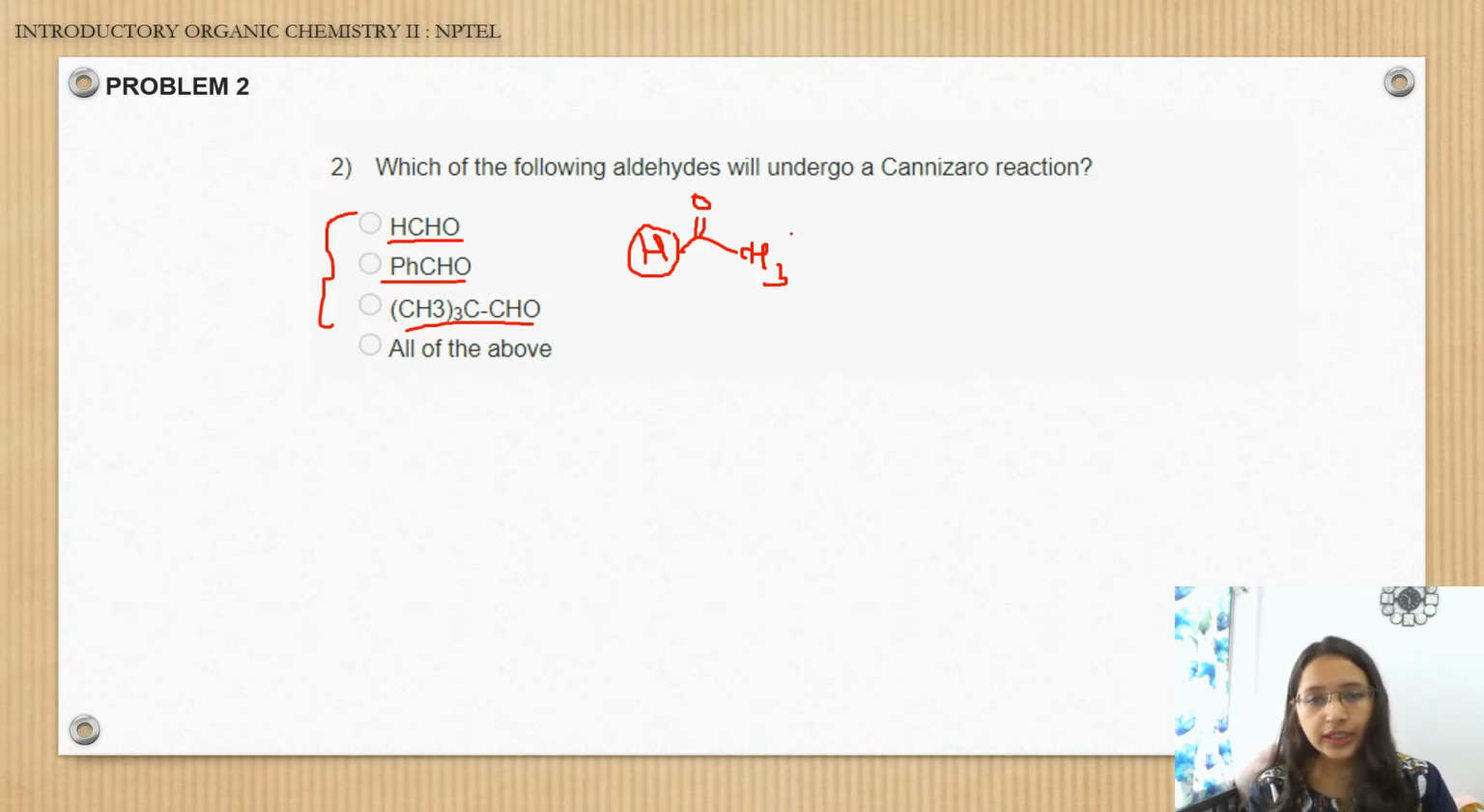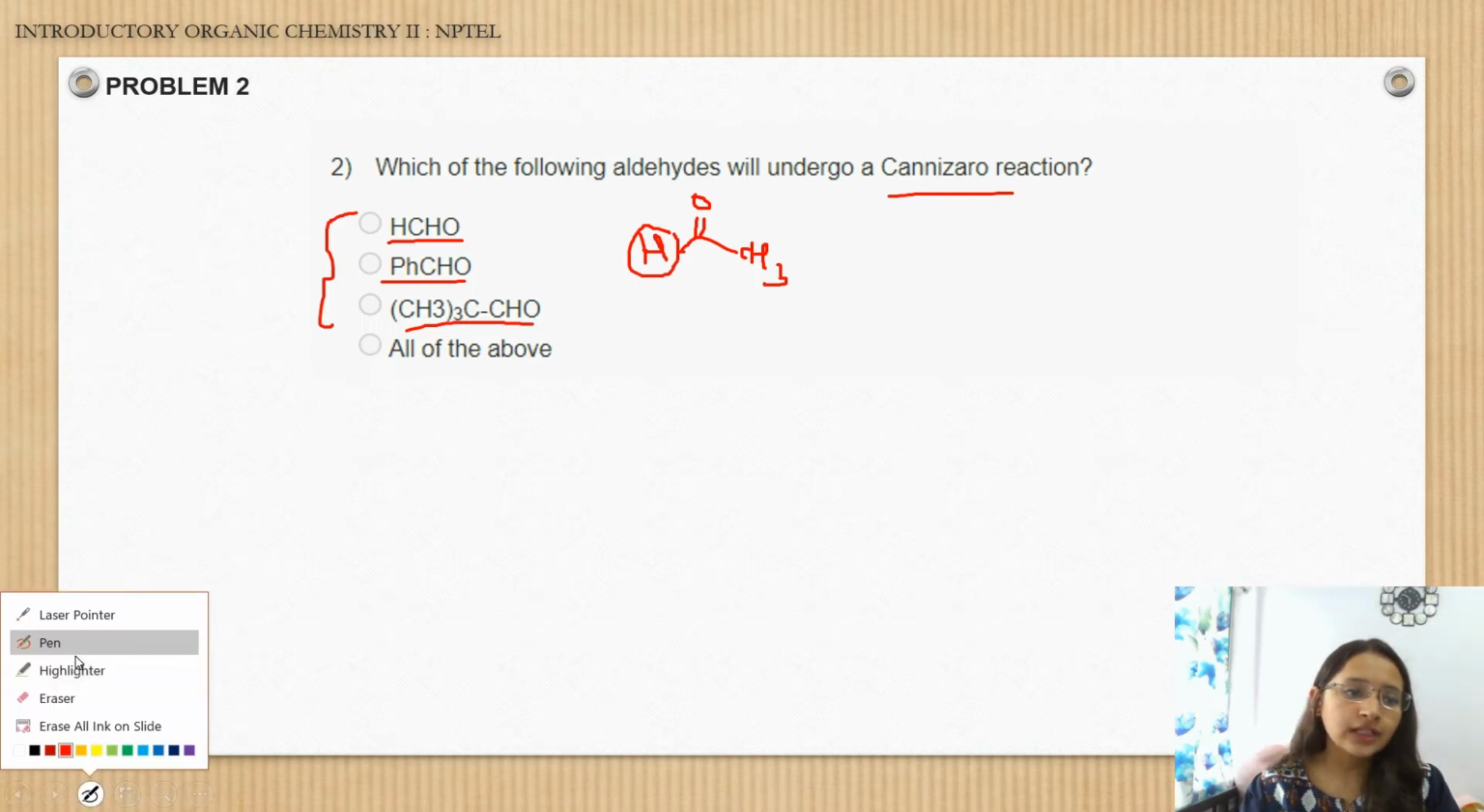Okay, so now they are asking which aldehyde will give you the Cannizzaro reaction. Only those aldehydes will give you the Cannizzaro reaction which don't have the alpha hydrogen in them. So just tell me, this HCHO, this formaldehyde, does it have an alpha hydrogen within it?